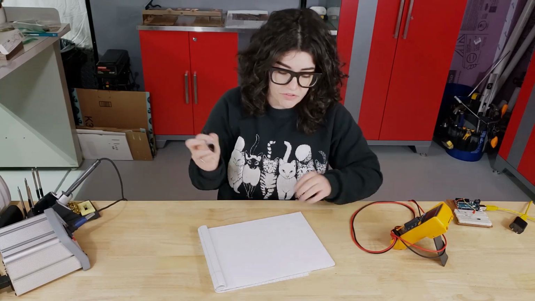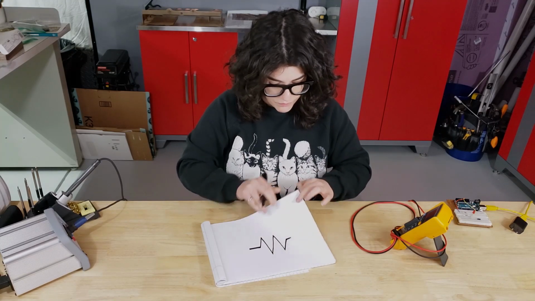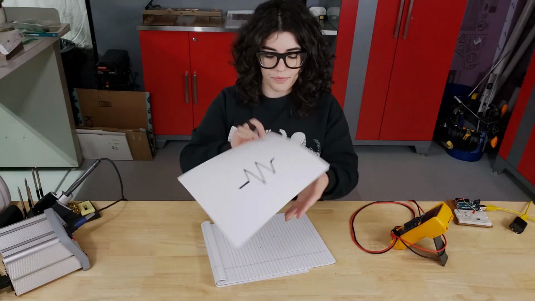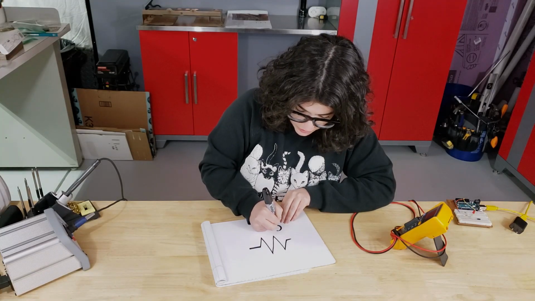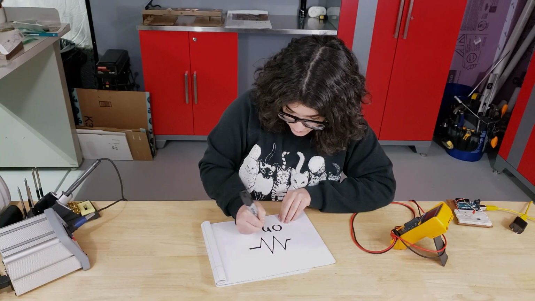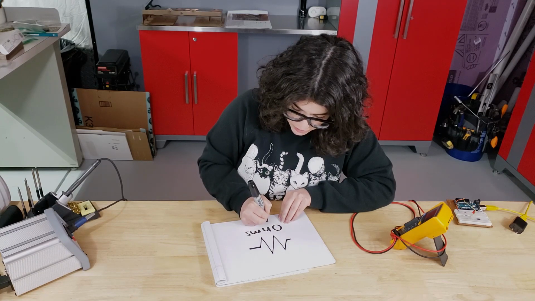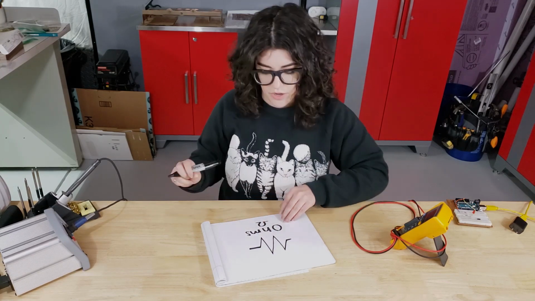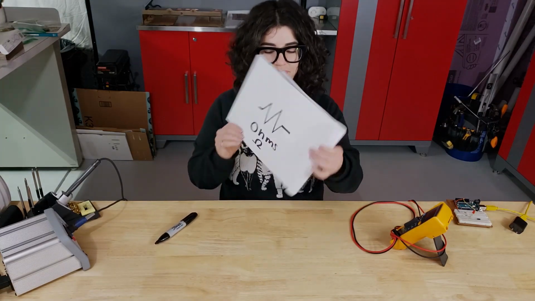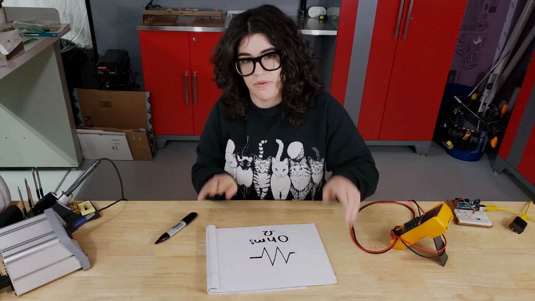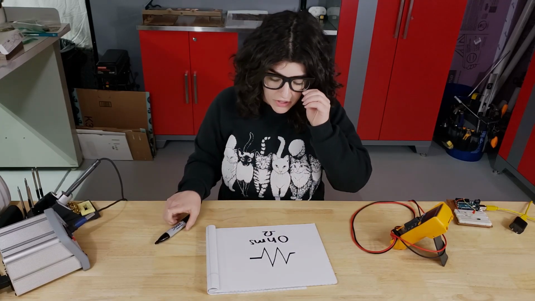The symbol for a resistor looks like this. The units of resistance are ohms, and the symbol for ohms is the omega. So in a resistor, the higher the ohms, the greater the resistance.